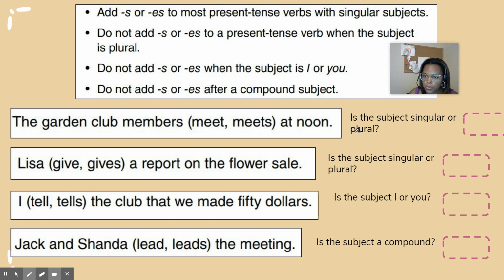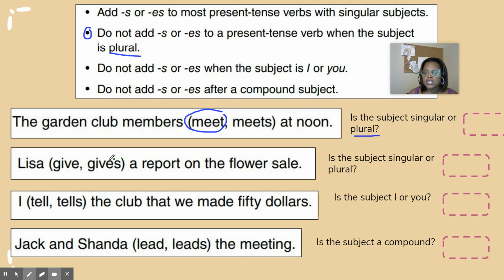So it's plural. And remember, look at our 4 rules. Which one is talking about plural? It's just this one. So what does it say? We don't do anything. It's perfect. So the garden club members meet at noon. Boom. Plural, plural. Now, let's look at our second example.